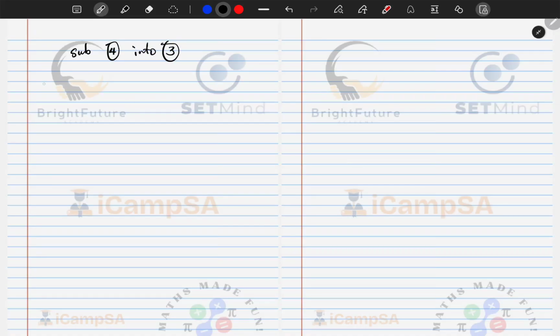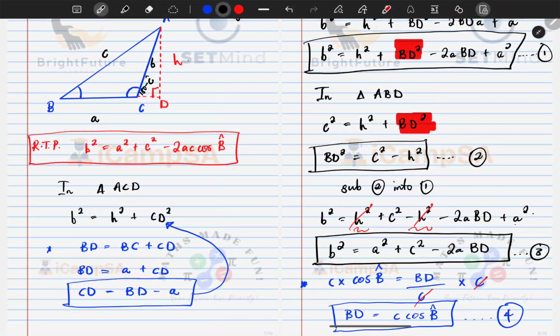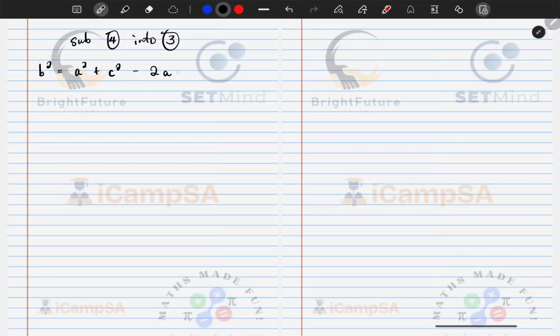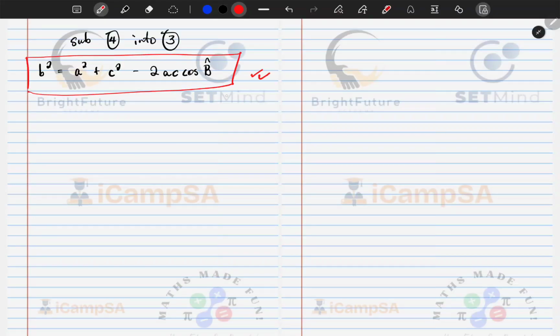So what I'm going to be left with is b squared is equal to a squared plus c squared minus 2a, and then in place of bd, I just substitute c cos of angle B, right? So this is me having proven the cosine rule. So this is where it ends, right? So these are the two cases of solving cosine rule, right?